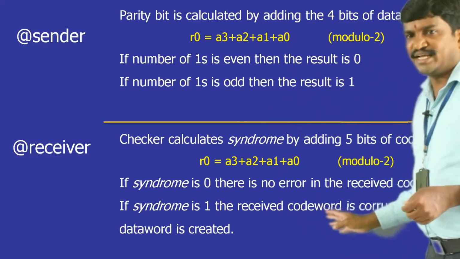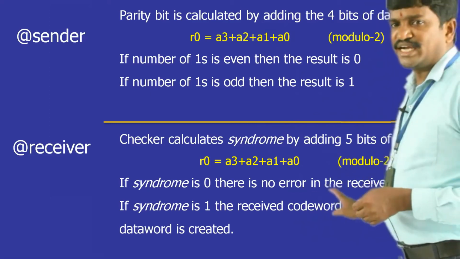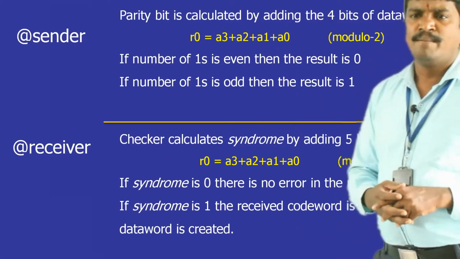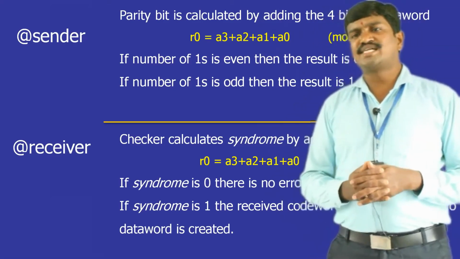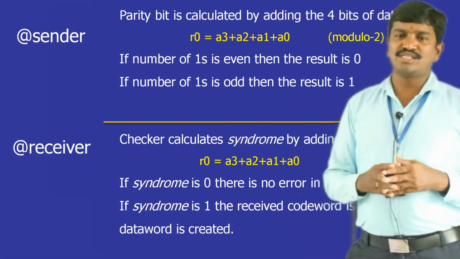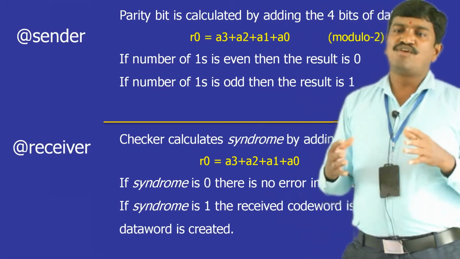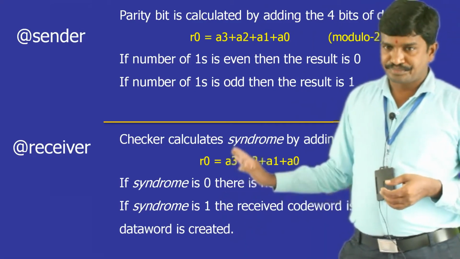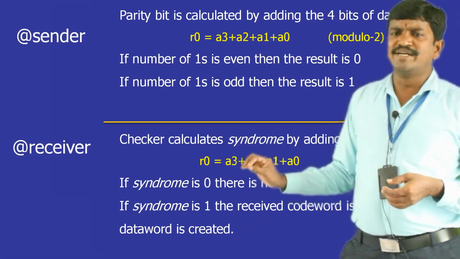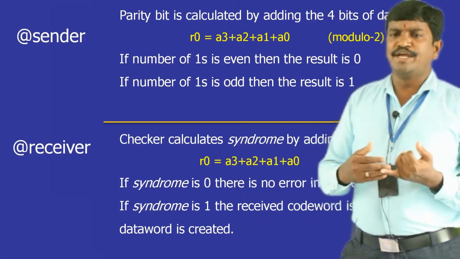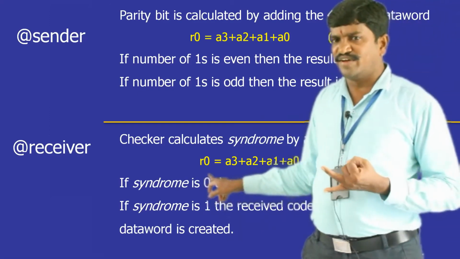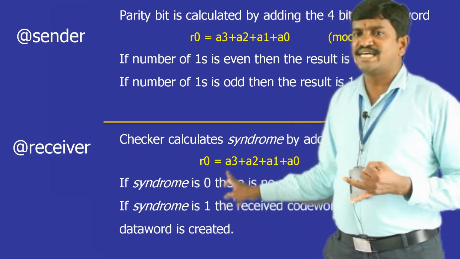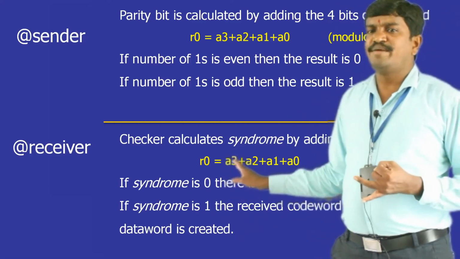And if you consider the receiver side, what is he going to do? He also does the same thing, adding only, but how many bits are added? The number of bits added at the receiver is 5, because we have sent a 5-bit code word, which includes the redundant bit also. So by adding all the bits, B0, B1, B2, which are added with the redundant bit, all 5 bits are added in this case.